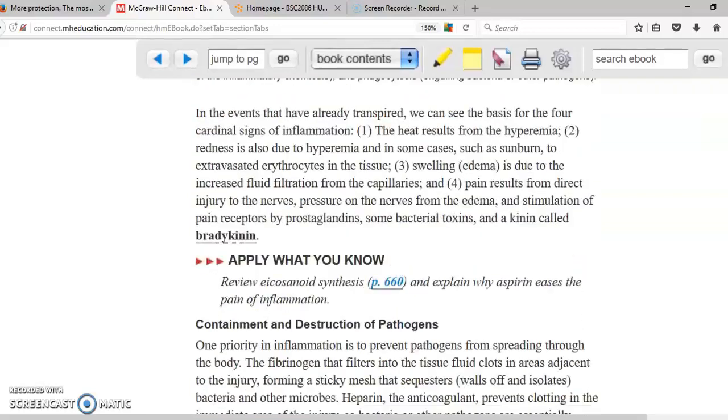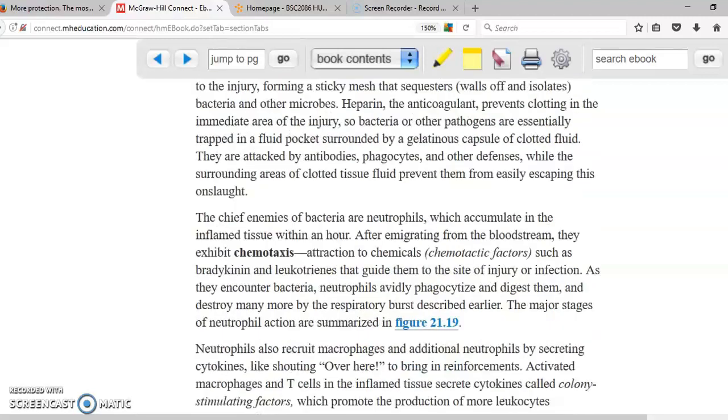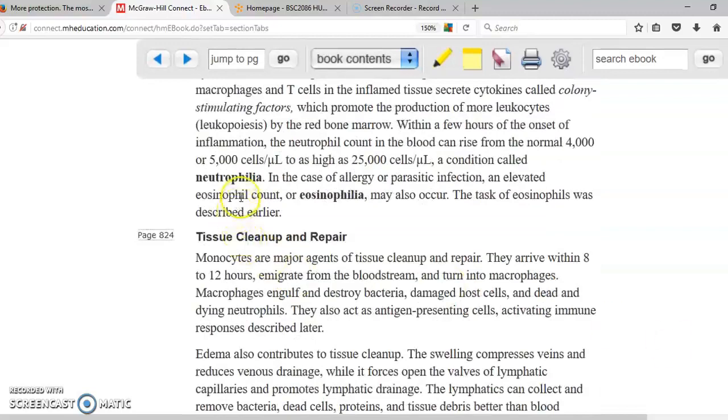Containment and destruction. One very important factor is fibrinogen. Fibrinogen is going to start depositing around the area where the infection is, and it's going to form like a lake. The fibrinogen is going to be the borders of the lake. This is going to trap the microorganisms right there in this lake, therefore immobilizing them. And then all the white blood cells that we have are going to go over there, and they're going to start fighting and destroying the microorganisms. The neutrophil is going to phagocytize the microorganisms. When you have an increase of neutrophils, that's going to be called neutrophilia.